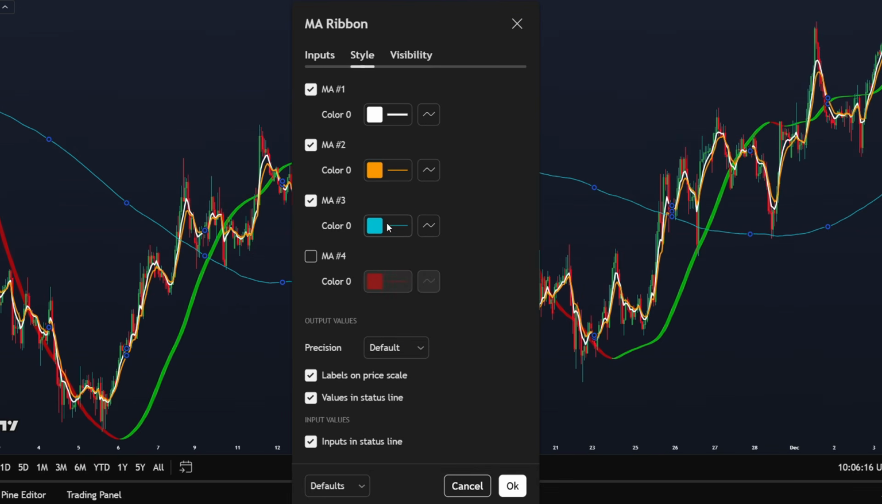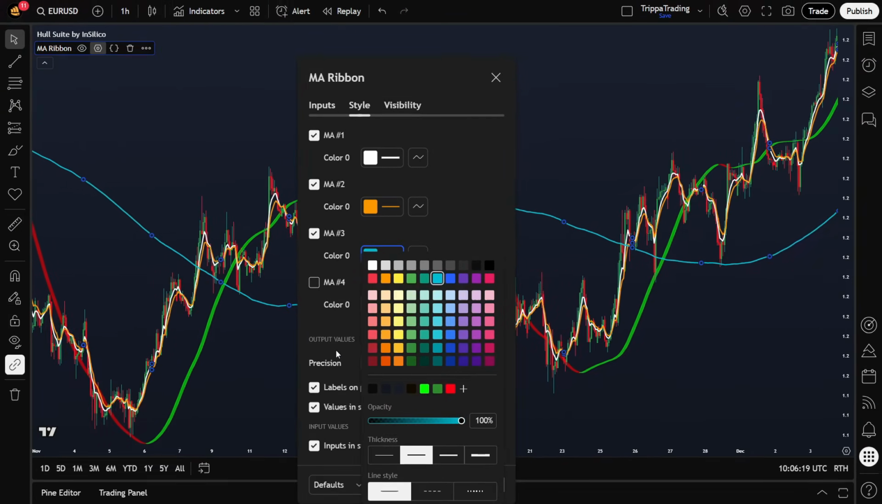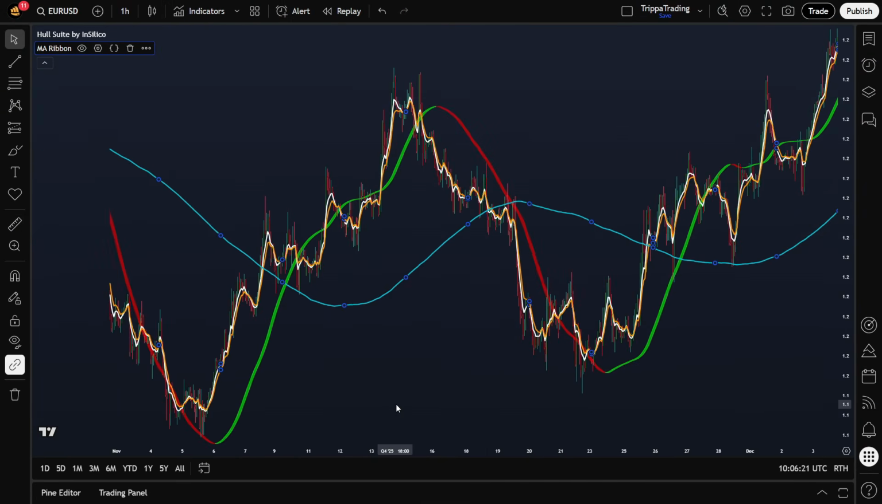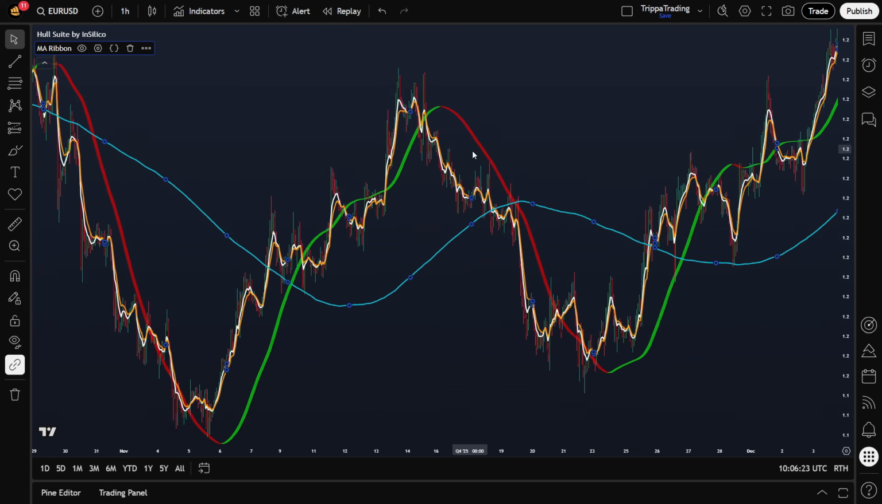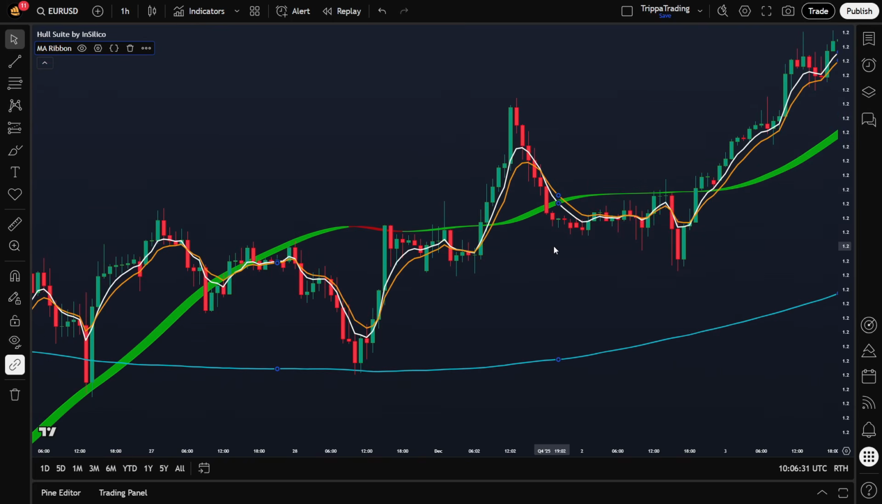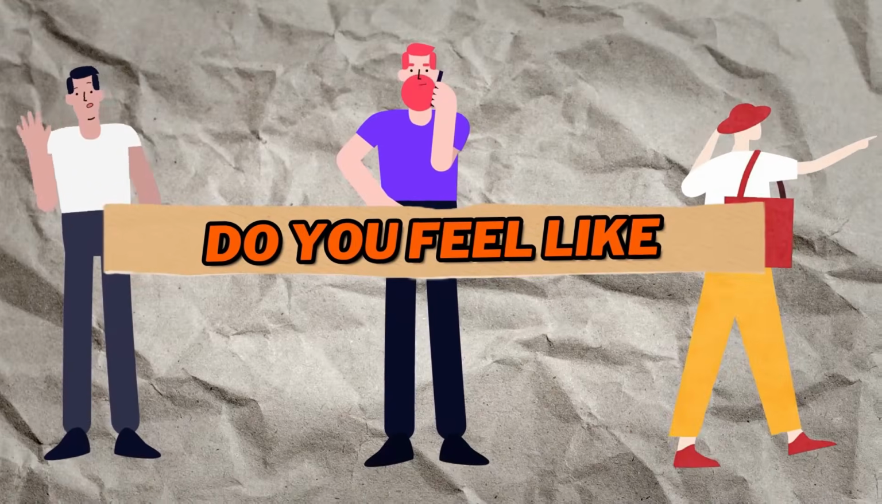Now the full system is ready on the chart. We have the Hull moving average flipping between green and red depending on trend direction. We have the SMA 200 marking longer-term direction, and we have the 5 and 8 EMA lines giving us signals inside the trend.